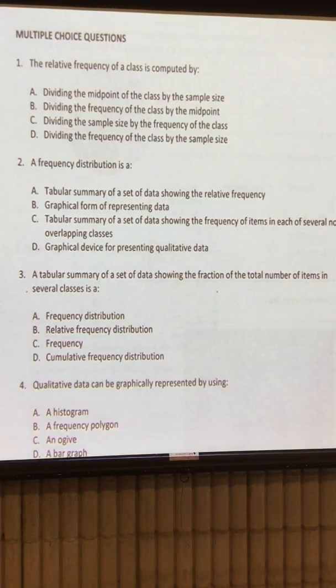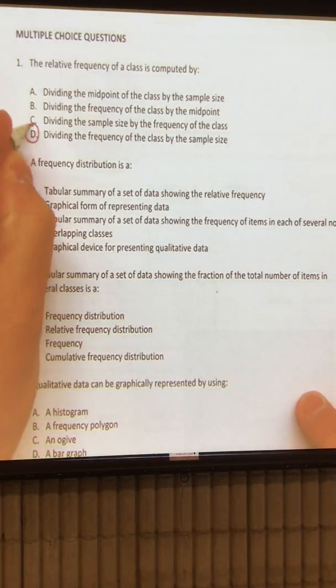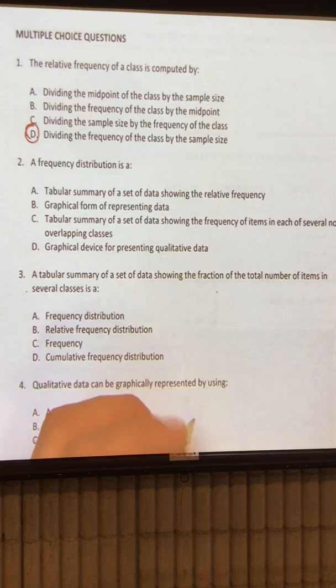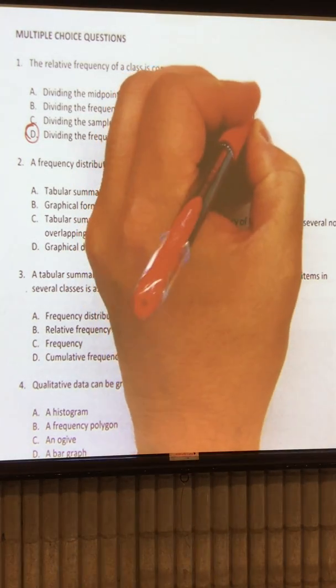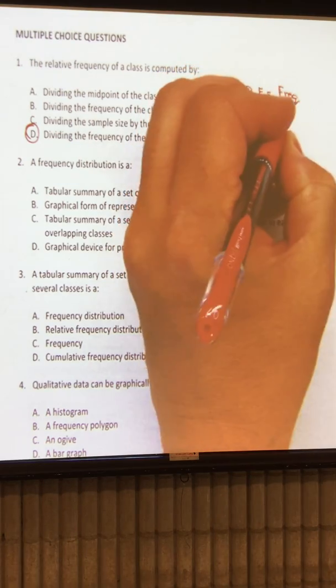Let's go to see the multiple choices for chapter 2. Number 1, the relative frequency of a class is computed by dividing the frequency of the class by the sample size. So the relative frequency is equal to the frequency over n.